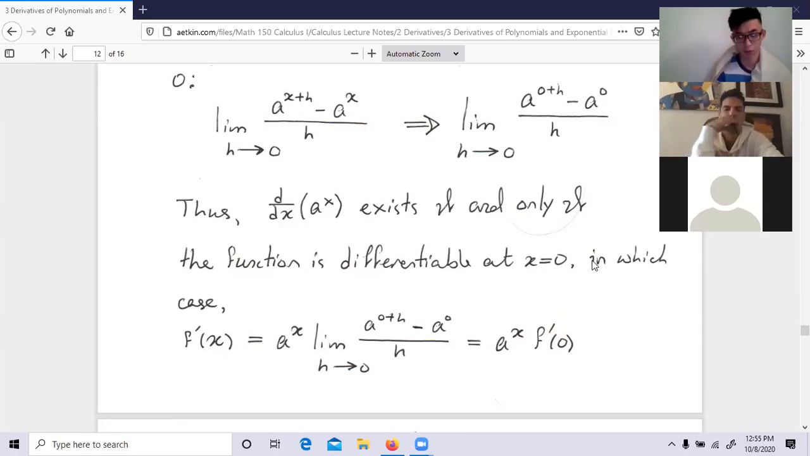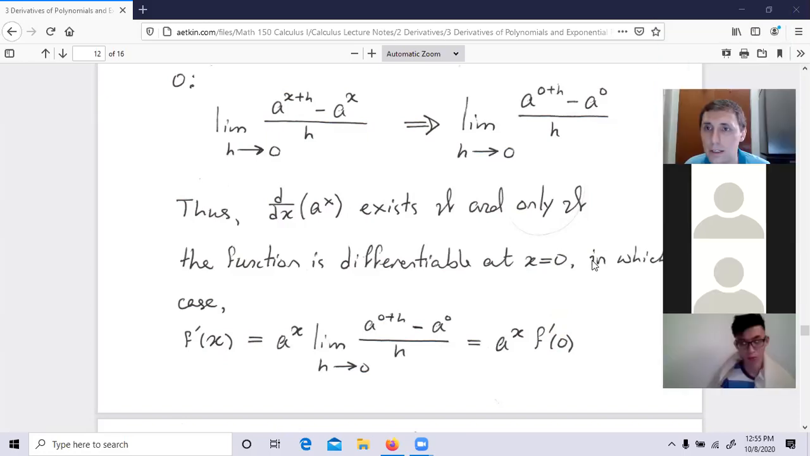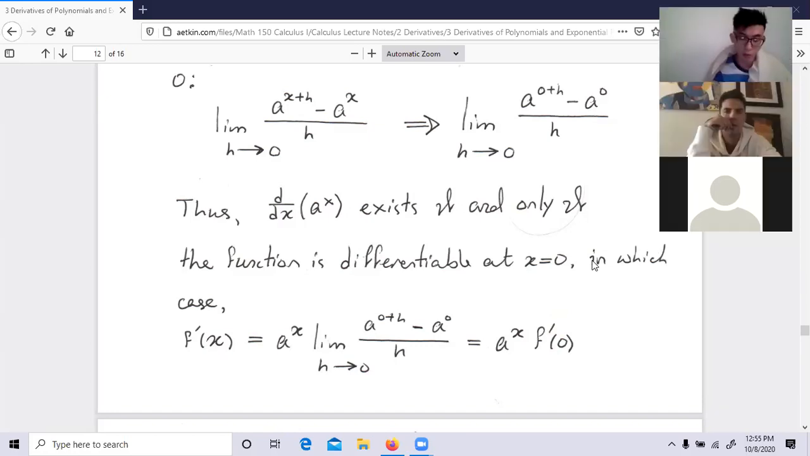I'm reasoning in a now quite different way. I'm using a different strategy to figure that out. I cannot solve this limit, so I pretend that I did solve it, and I give it a label. I call it f prime of 0 because it looks like the derivative at 0. And if I give it a label, I pretend I have this number. So the derivative of a to the x is a to the x times that number. In other words, the derivative of a to the x is essentially the same as a to the x. It's not very different.